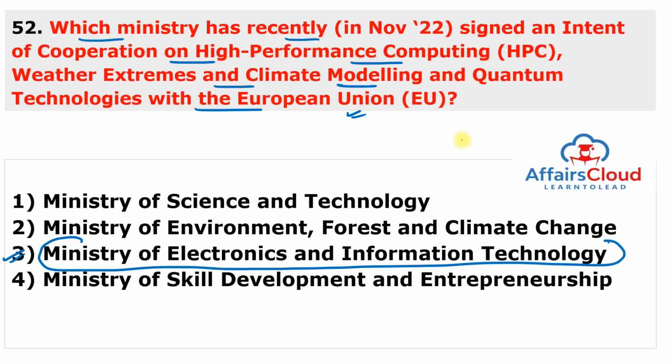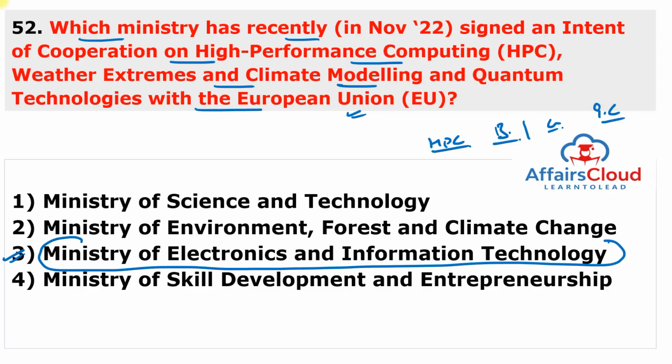It is to facilitate collaboration on HPC, or high performance computing, applications using the Indian and the European supercomputers in areas such as biomolecular medicines, COVID-19 therapies, mitigating climate change, predicting natural disasters, and quantum computing.